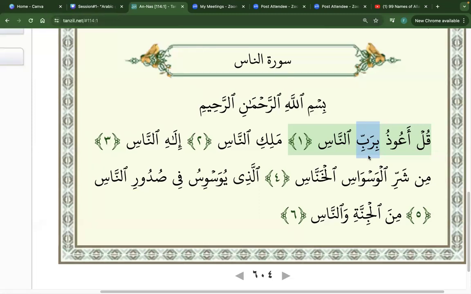It is coming after a preposition. I'm saying in. What is this word in? Exactly. This is coming after a preposition. That is the reason this word is jar. Easy. Because this is coming after in. All of you guys got it? Because I'm giving the translation: in the Rabb of people.